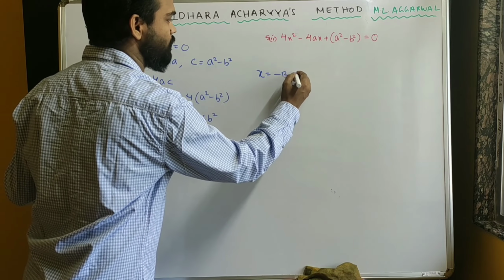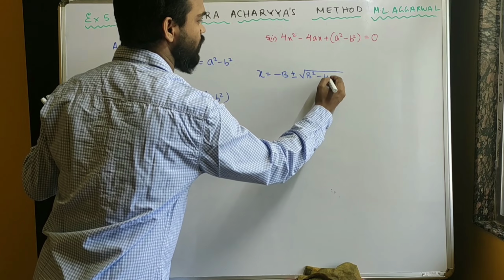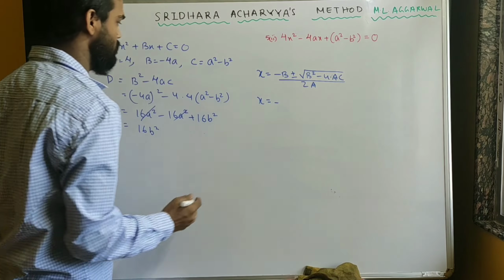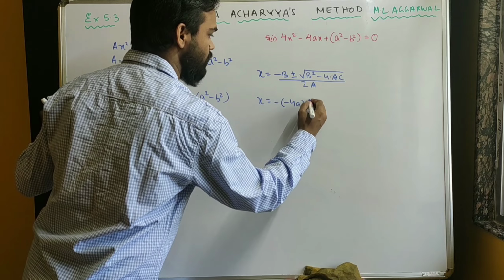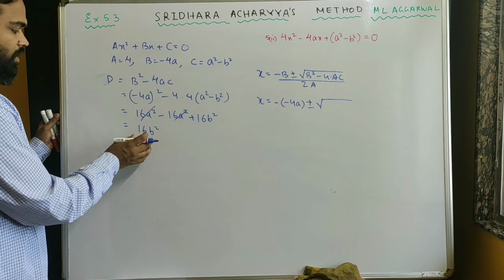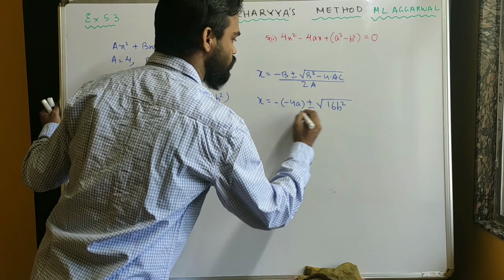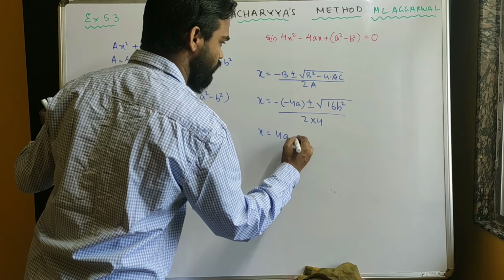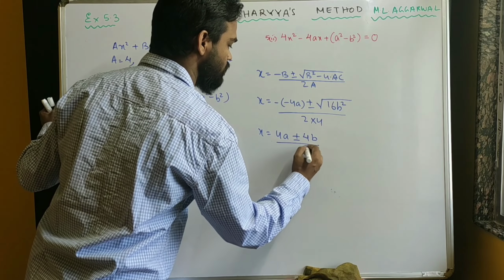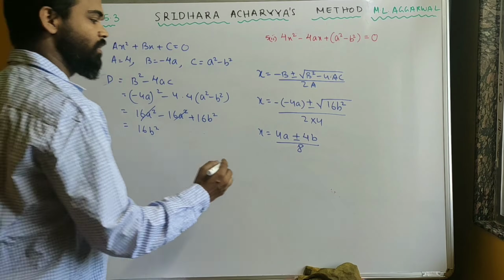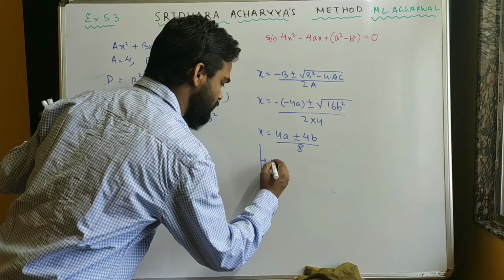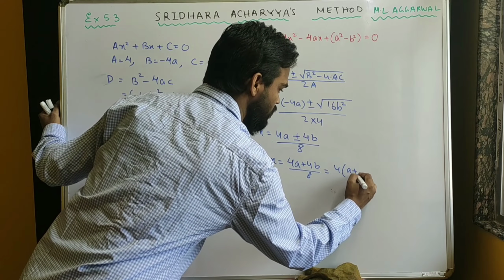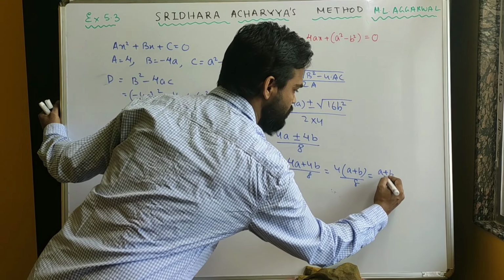x equals minus b plus minus root over of b square minus 4ac by 2a. So x will be minus, b is what? Minus 4a plus minus root over of b square minus 4ac, we have already calculated. This is 16b square by twice of a, that's 4. So here x is what? This is 4a plus minus 4b by 8, isn't it? Now we'll have two cases. So if you take the positive side, your x will be 4a plus 4b by 8, which is 4 taken common, a plus b by 8, which is a plus b by 2.